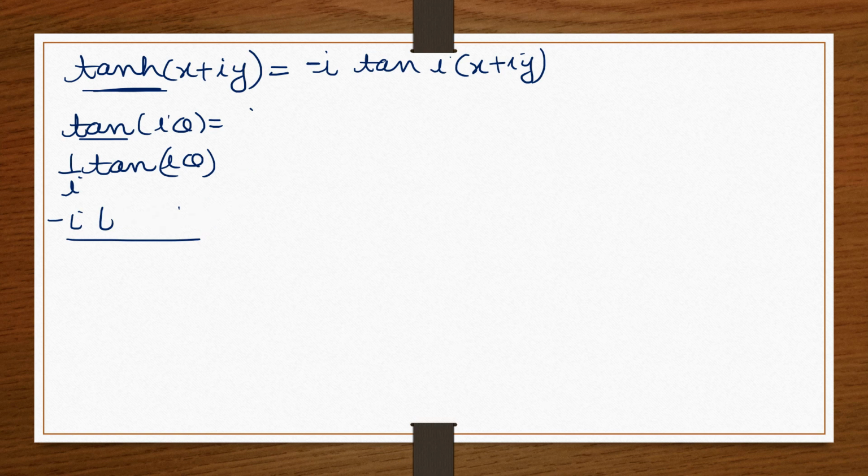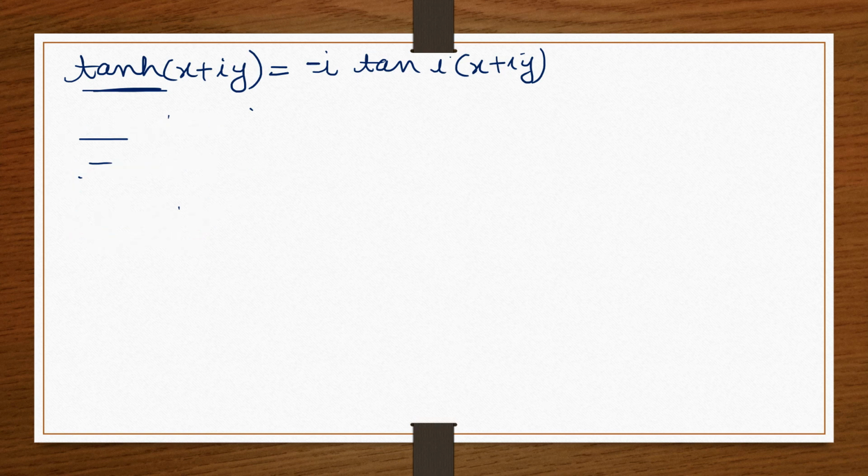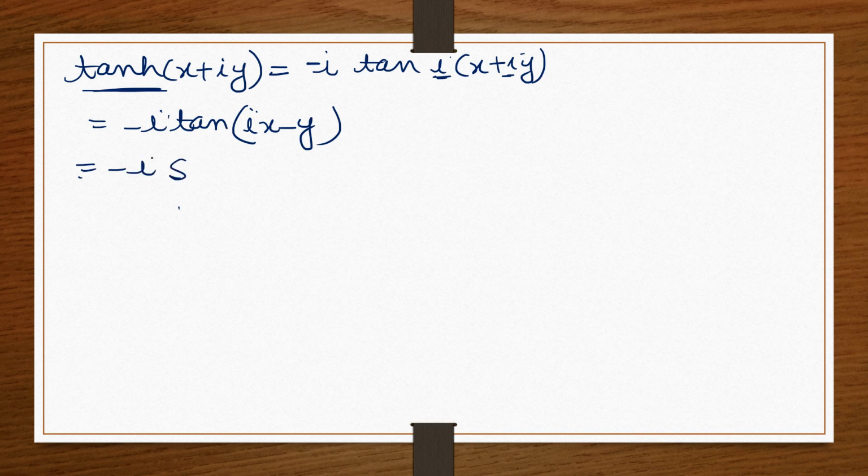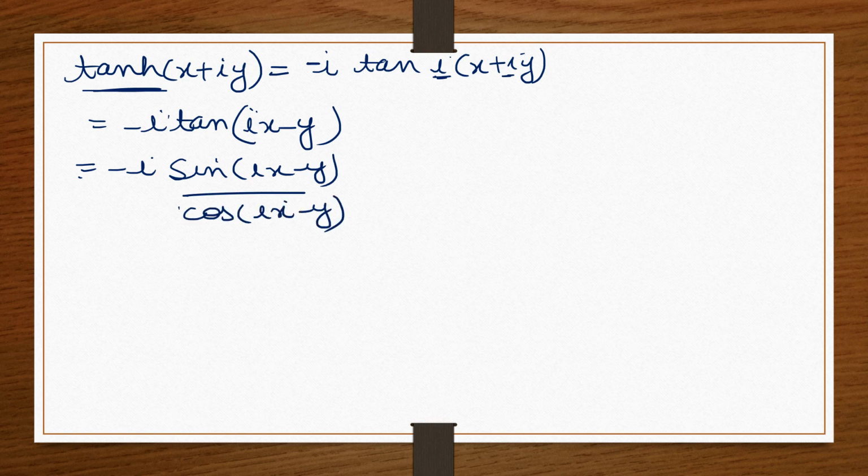So now just multiply the iota inside with x plus iota y. Okay, fine. This is minus iota tan of iota x minus y square. Now not y square, sorry, it's iota square. Because of iota square, this iota into iota, we get negative. Now turn this to this form: sine of iota x minus y over cos of iota x minus y, right?